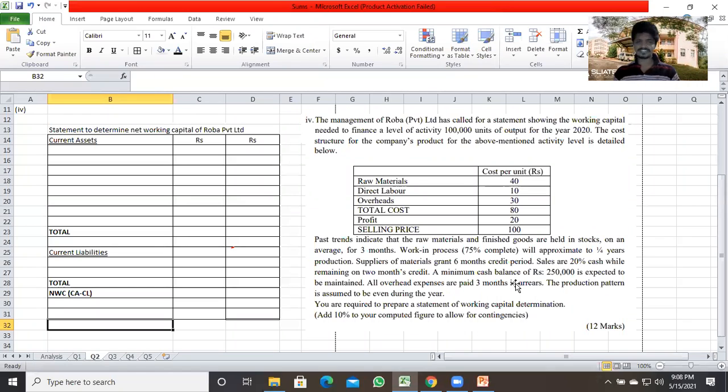Okay, let's do what we have to do normally. We have to list out the current assets. We have to get the total value of current assets. Then we have to obtain the current liabilities, as we are going to calculate the working capital. Now what we need to do is deduct the current liabilities figure from the current assets. That's all. Okay, let's do.